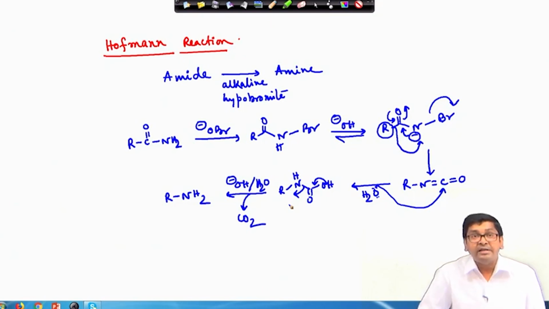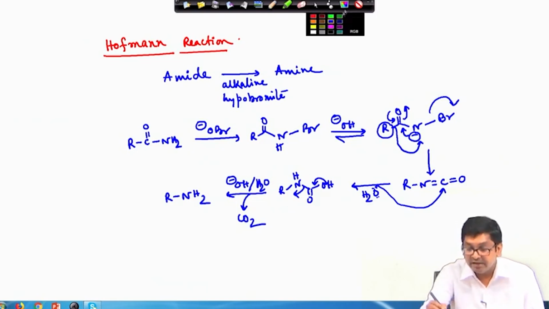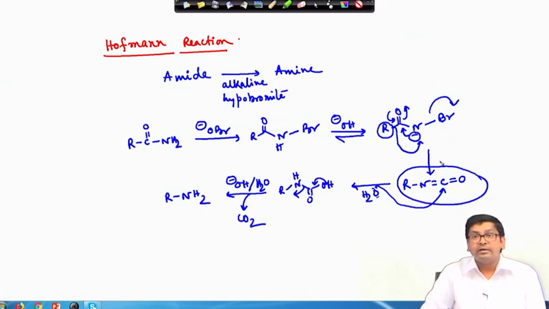So, the starting material in the Hofmann reaction is an amide and the end product is the corresponding amine. As I mentioned previously, the main intermediate that is forming is the isocyanate, and then it leads to the corresponding amine. The difference here is, in both cases these 1,2 migrations are happening, but in the case of Curtius the leaving group was nitrogen, whereas here it is the corresponding bromide.